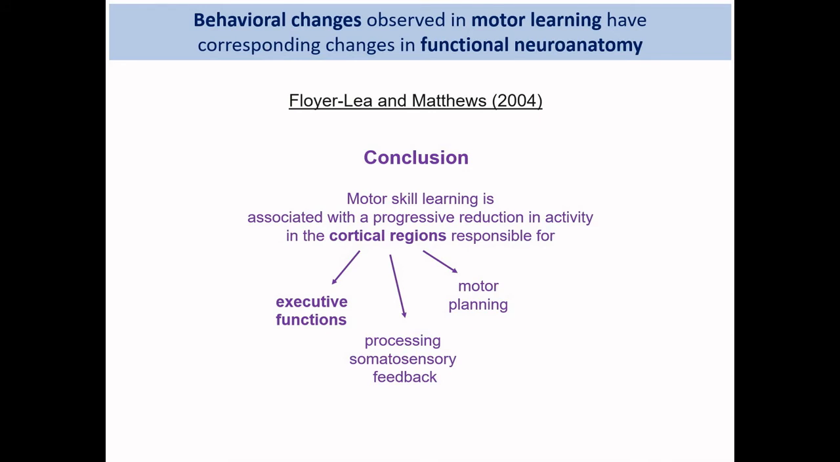The broad strokes takeaway message from this research is as follows. Motor learning skill is associated with reductions in cortical activity in regions responsible for executive functions, processing somatosensory feedback, and motor planning.